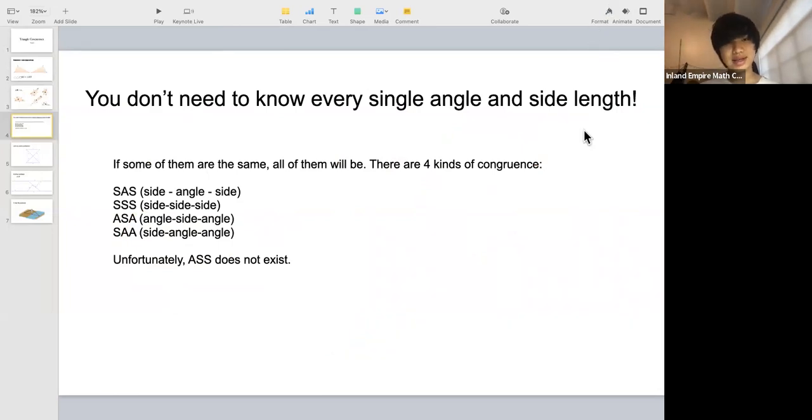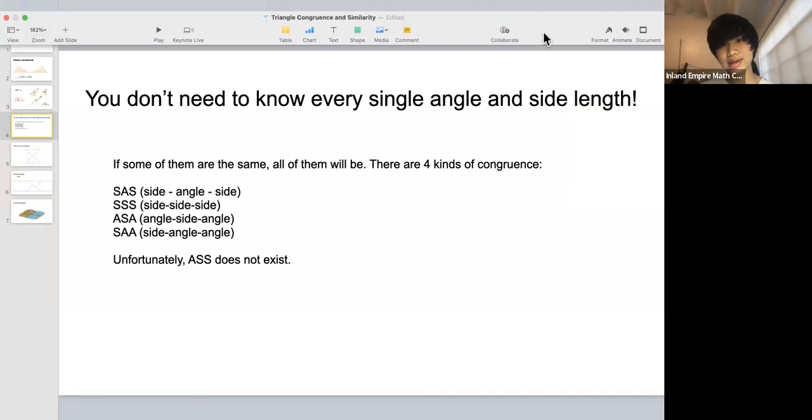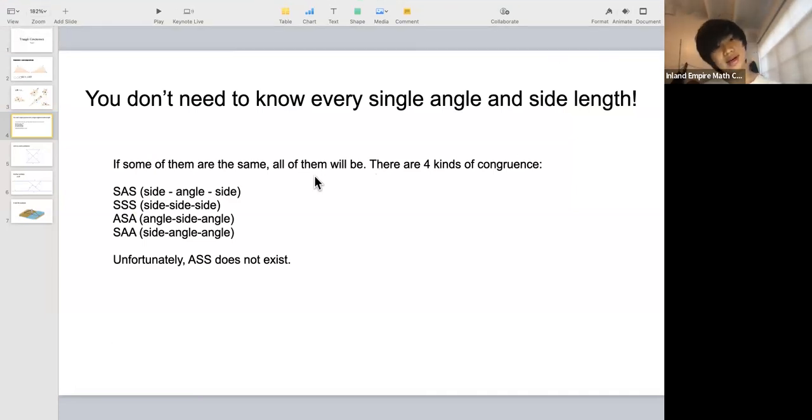But the thing is that you don't actually need to know every single angle and side length, right? Some of you might have heard of this before. There are four types of congruence: SAS, SSS, ASA, and SAA. What this means is that for SAS, you only need to know two of the sides and one angle to see if it's congruent. And you only need to know that those are the same to know that the entire triangle is congruent.